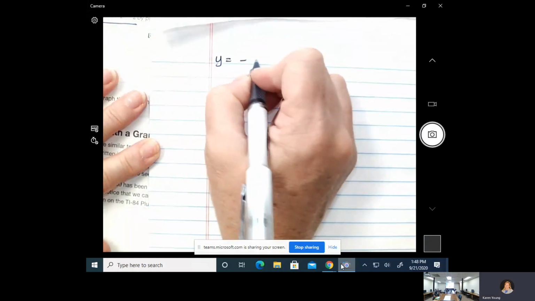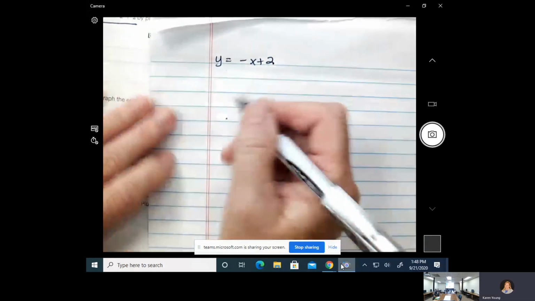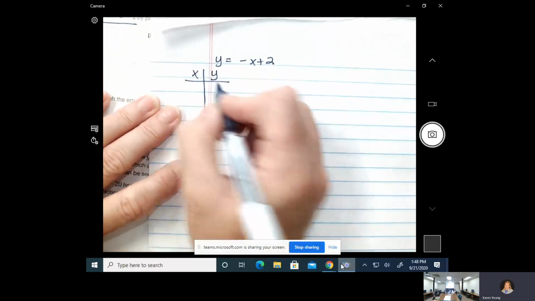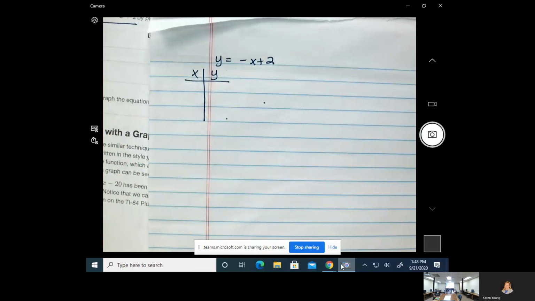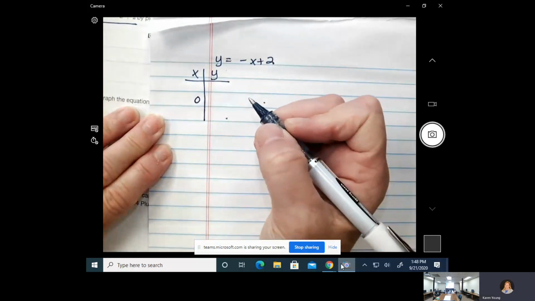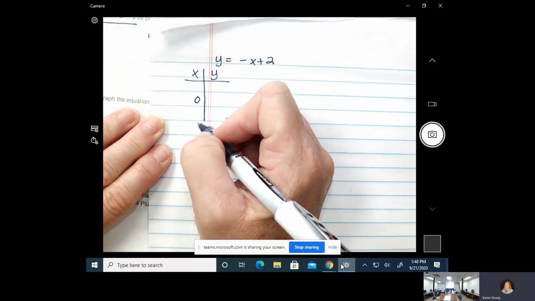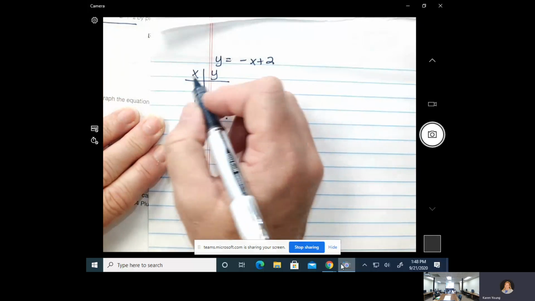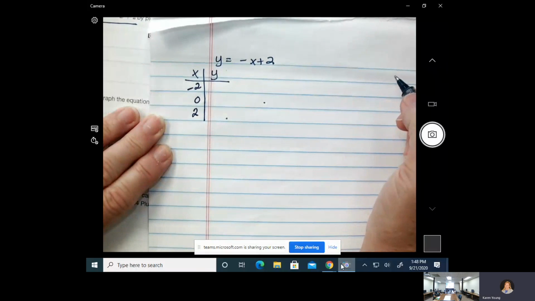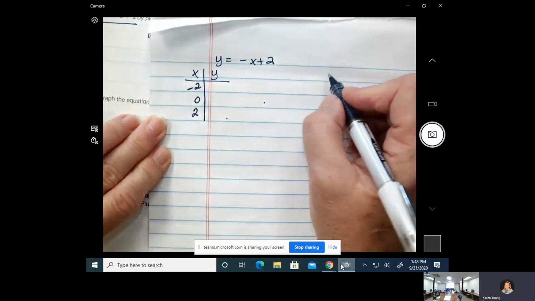So y equals -x plus 2, and then I'm just going to choose probably about 3 numbers. I choose a positive, a negative, and 99% of the time I'll choose 0. Not always, but I always like to choose 0. And then I'll choose a negative number and a positive number. The 2s are always my go-to numbers. So then I'm going to put them in for x.